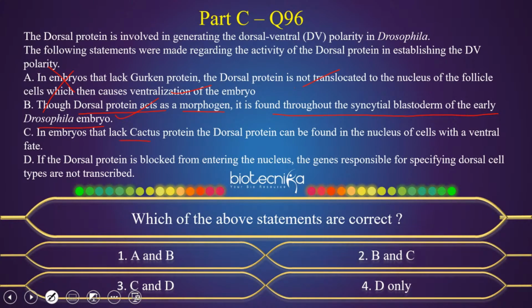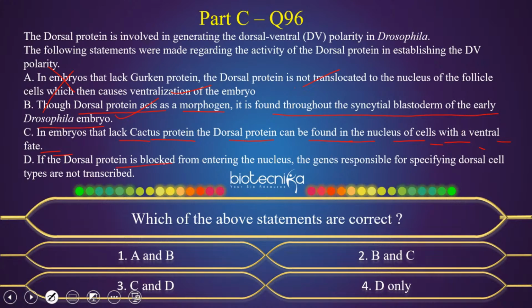In embryos that lack cactus protein, dorsal protein can be found in the nucleus of cells with a ventral fate. Yes, because if cactus is not there, then dorsal protein is free everywhere, on the dorsal side also, and on the ventral side also. So it can be found in the nucleus of cells and they all will give a ventral fate.